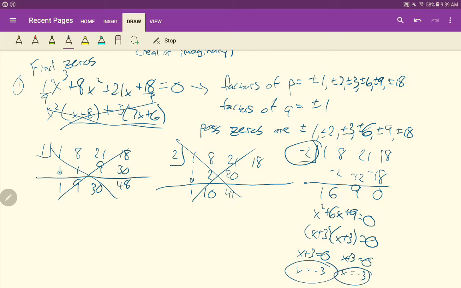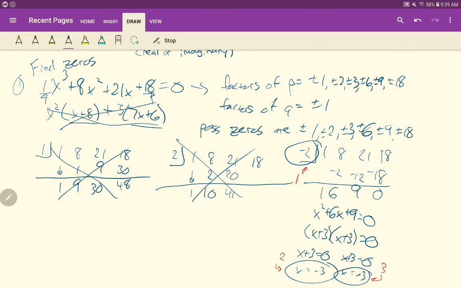So you can see we have 1, 2, 3 zeros here. Now, you'll notice that the negative 3 occurs twice. So you might be like, Mr. Wid, that's only 2 zeros, and that's true. But we count repeats as extra zeros.